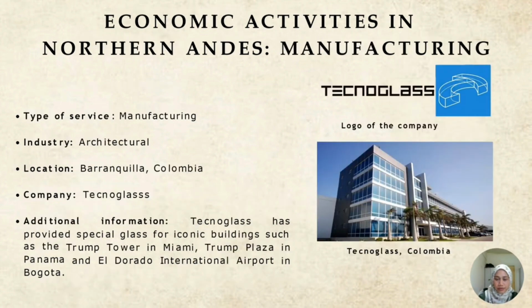After that, we got type of service is manufacturing, industry, architecture. Location at Barranquilla, Colombia. Company Tecnoglass. Tecnoglass has provided special glass for iconic buildings such as the Trump Tower in Miami, Tour Plaza in Panama, and El Dorado International Airport in Bogota.